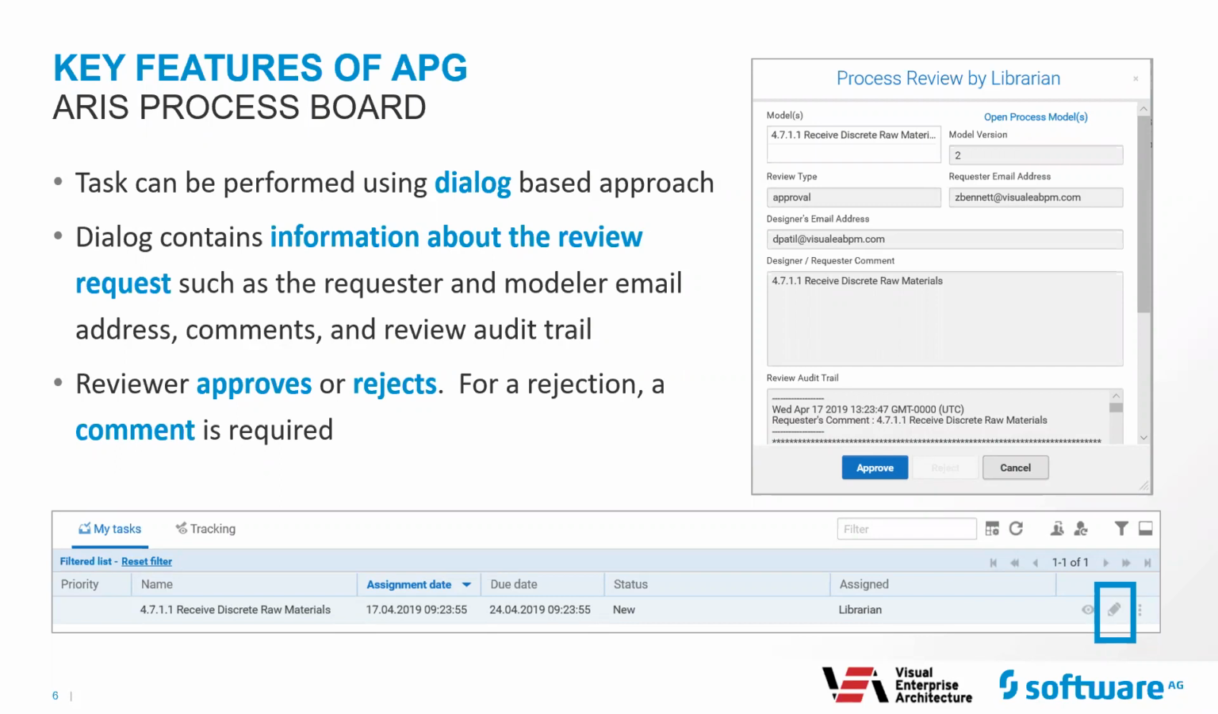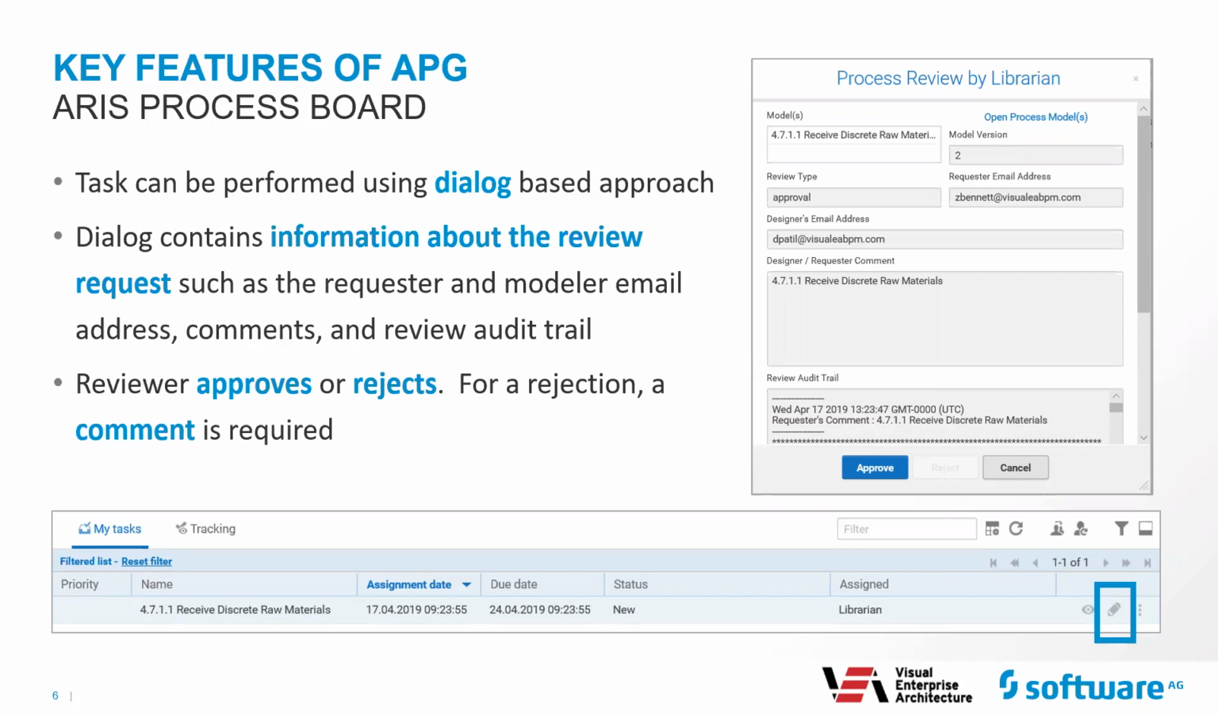task. If you notice here, you see the name of the model to review. We can also add additional models based on whether the model being reviewed has assigned a model such as sub-processes. You also see the open process model link. That will be a link that will open the process model in either ARIS Connect or ARIS Architect based on the configuration.